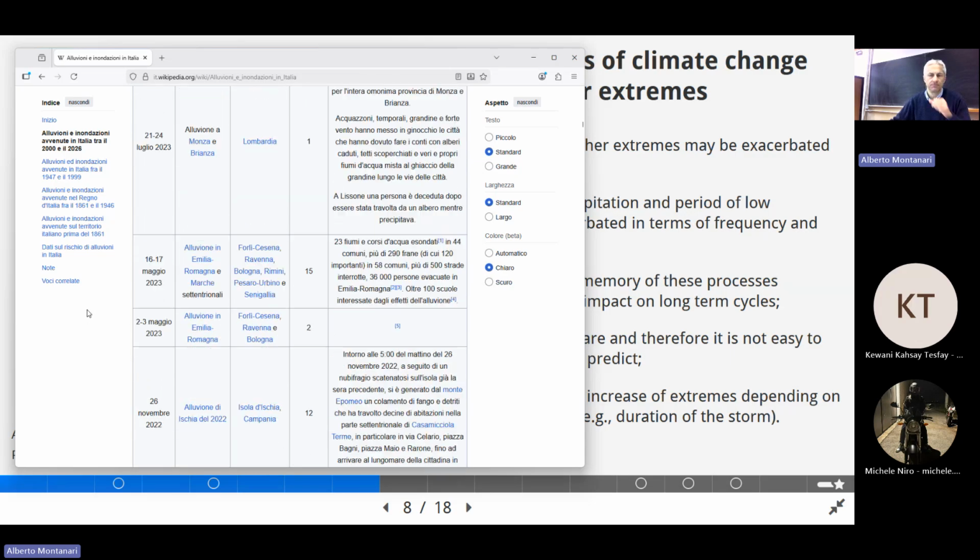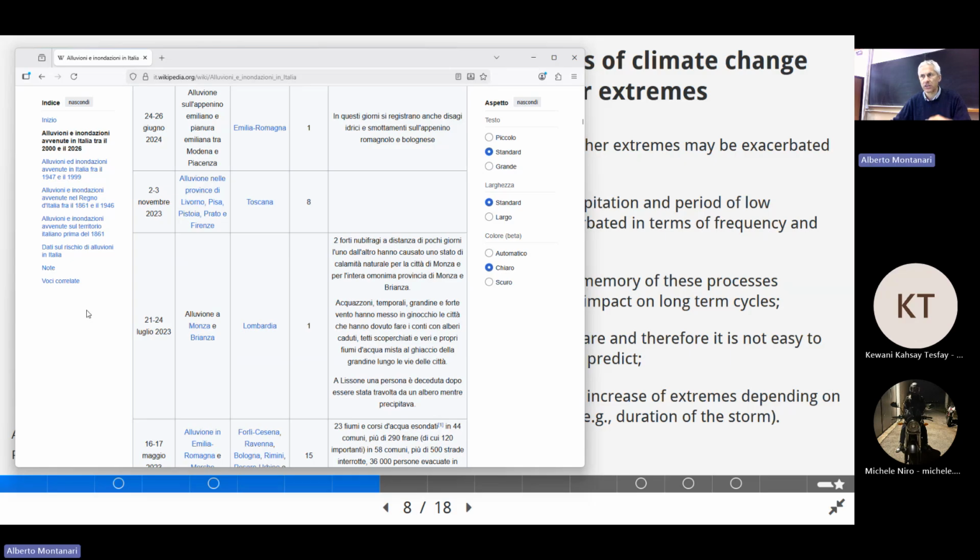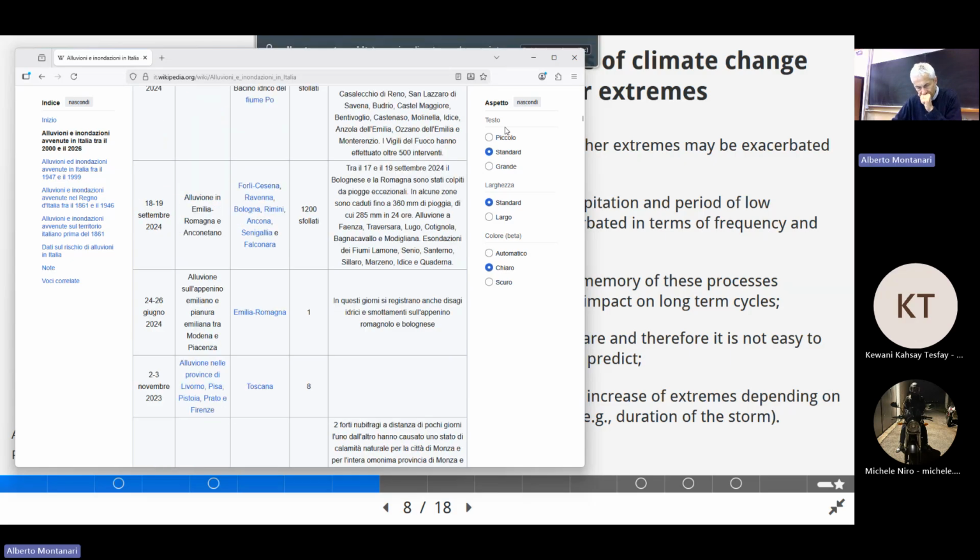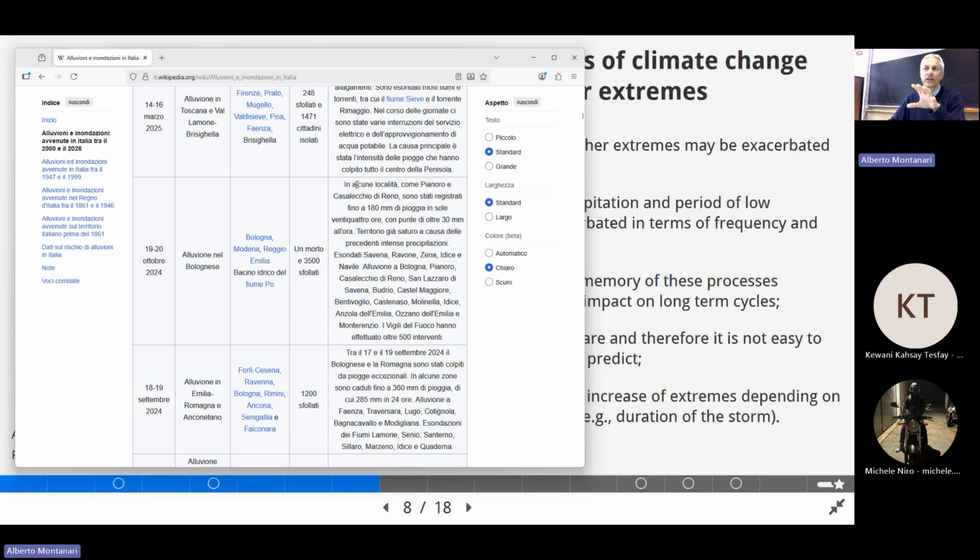And these are interesting. Sorry, I went skiing during the weekend, so this is a reason for my voice. And these are, if you're interested in floods, an important source of information.